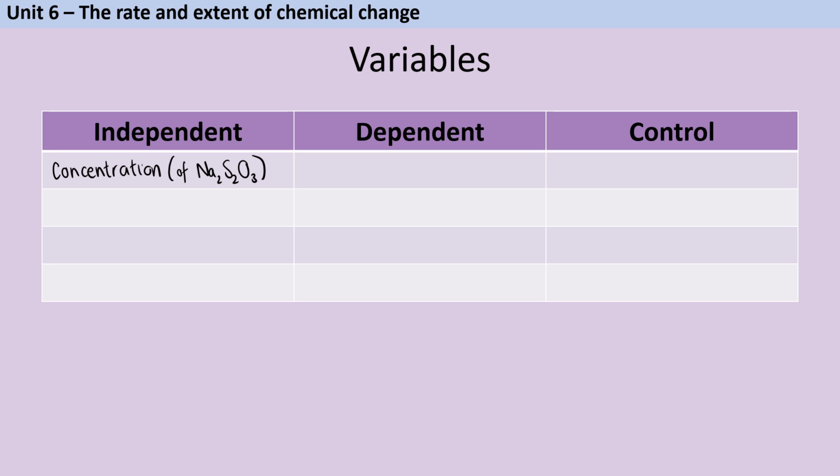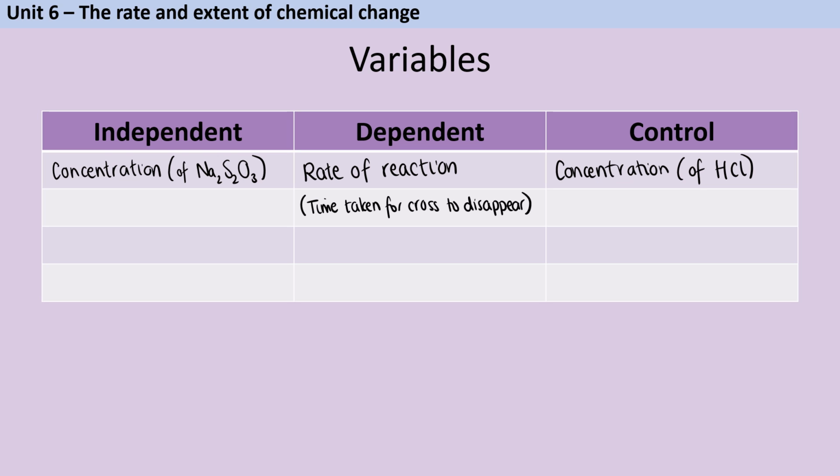So if we're going to change the concentration of sodium thiosulfate, then the concentration of the hydrochloric acid would be a control variable, or vice versa. The dependent variable is the thing that I'm observing to see how it's affected. So here it's the rate of reaction. But I can't actually measure that directly, so what I'm really going to be measuring is the time taken for a cross on a piece of paper to disappear, or at least for me to not be able to see it anymore. And then I'm going to use that to calculate the rate.